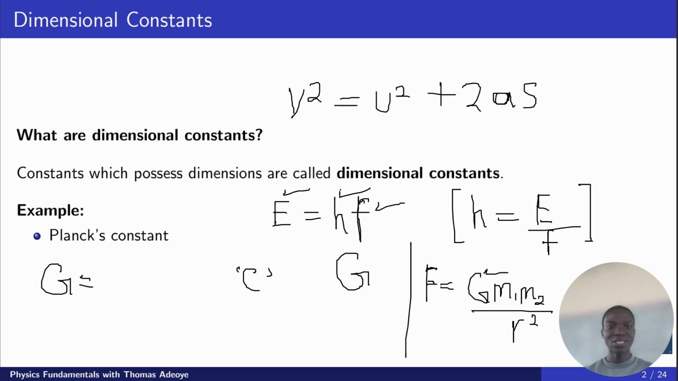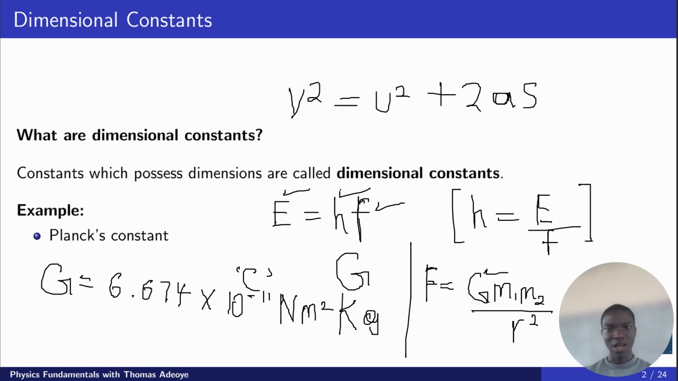Its value is known to be 6.674 times 10 raised to the power minus 11. And from the formula, we know what the units should be. If you make G the subject of the formula, the unit is Newton meter squared per kilogram squared, so we can say kg raised to the power minus 2. You can find the dimension of this by representing Newton in terms of kilogram. Newton should be kilogram meter per second squared.